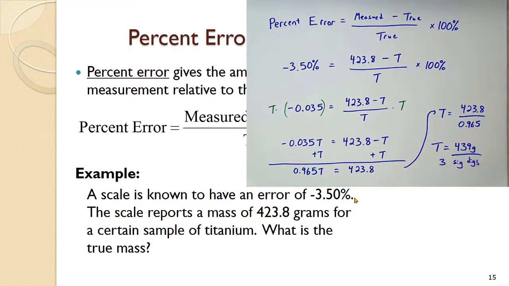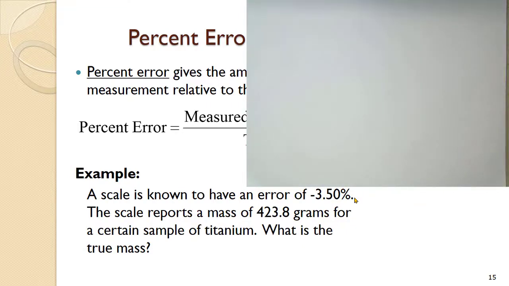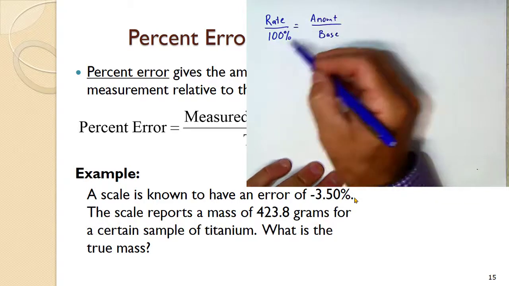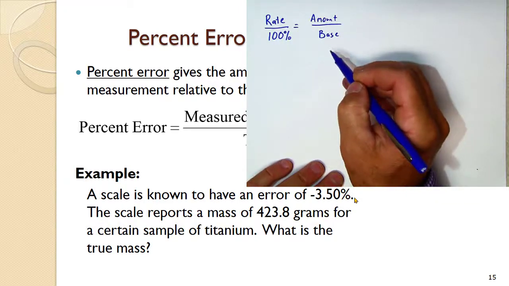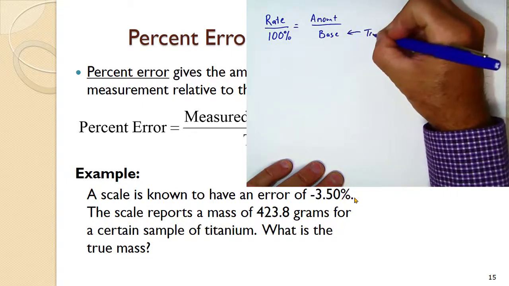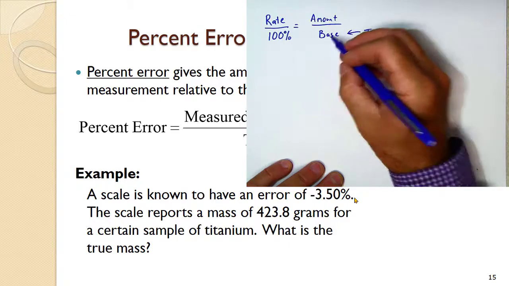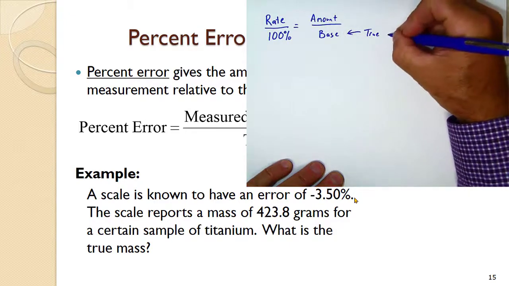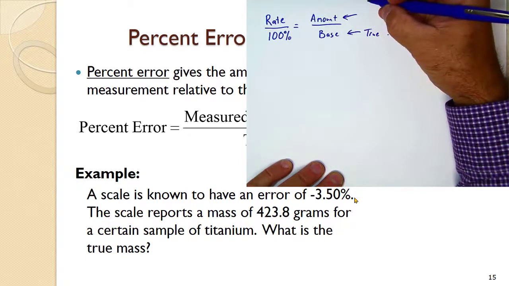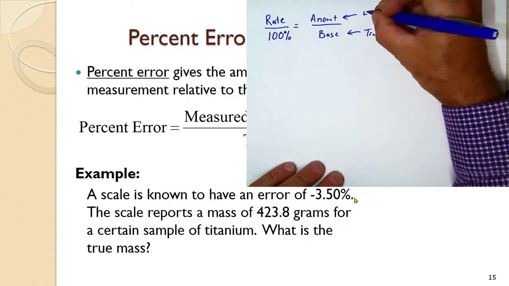Now I'm going to solve that one more time quickly using a proportion so you can see both ways, and I want you to make sure that you see a certain relationship here. So once again, rate over 100% is the amount over our base. Our base would be the true value, and once again, we don't know what that is. I'm trying to do a lot of these base problems that are unknown because they are the tricky ones. The amount, we do know what the scale is reporting.